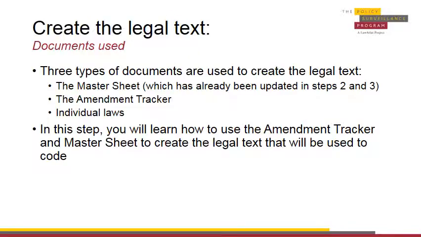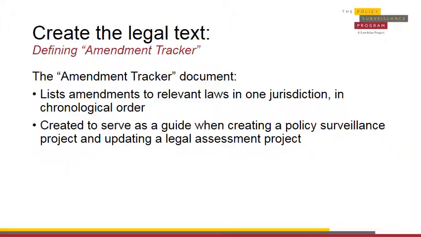When creating the legal text, the researcher will have to use the updated master sheet to create an amendment tracker and collect individual laws. Amendment tracker documents are important for building policy surveillance projects because they show the progression of the law in a specific jurisdiction. Amendment trackers list amendments to relevant laws in one jurisdiction in chronological order. You will have one amendment tracker for every jurisdiction included in the project. They include the effective dates for each amendment and descriptions of the changes made in each amendment.